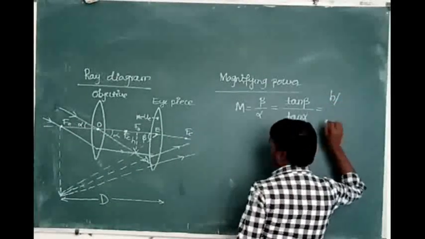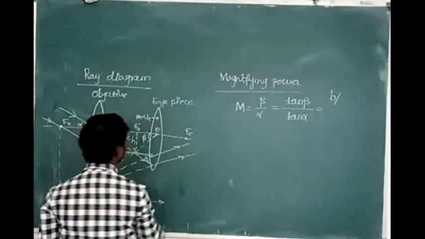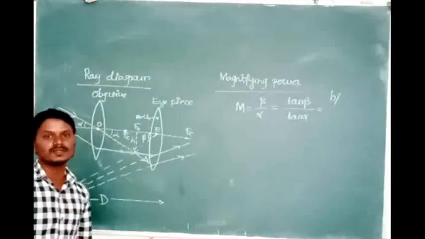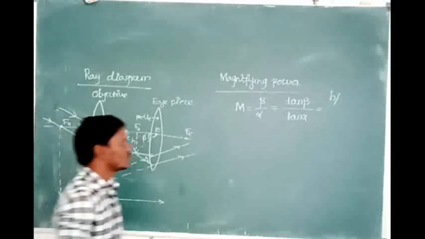H. Then which is the adjacent side? UV. That is minus of UV. Why is it minus of UV? Because it is at the left side now. It is minus of UV.